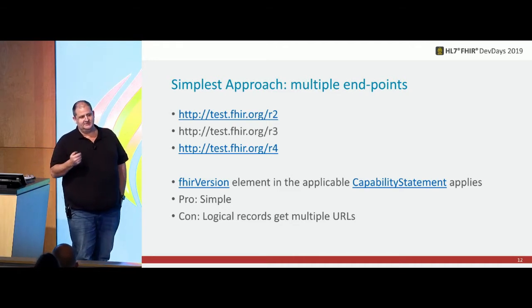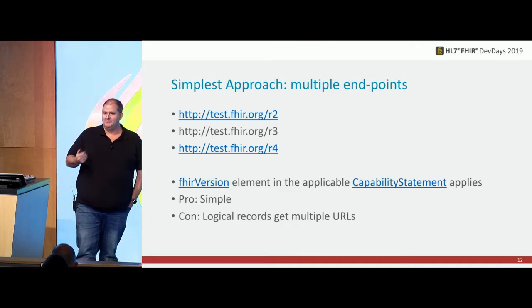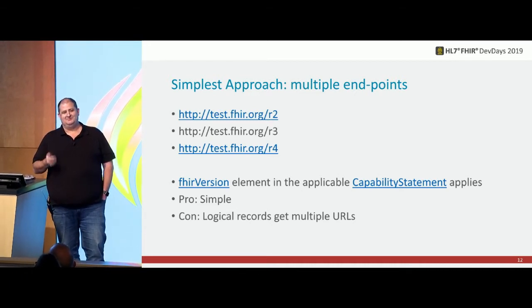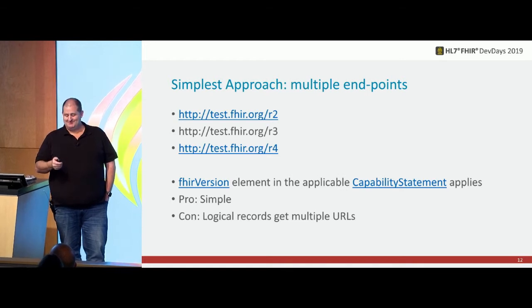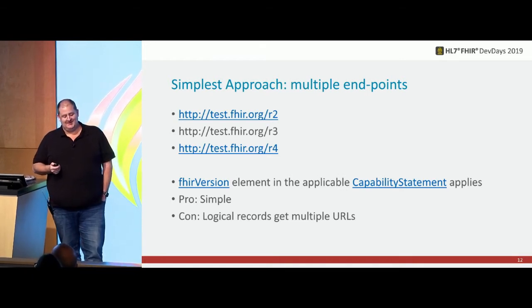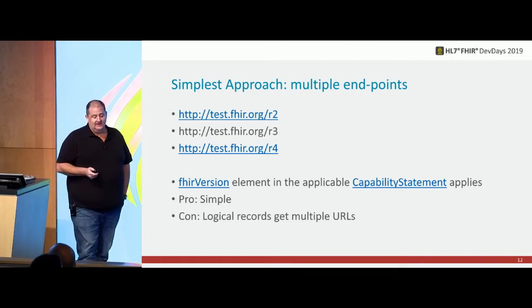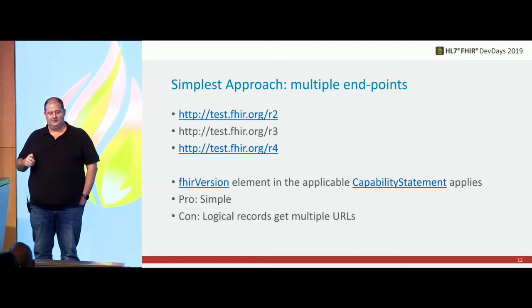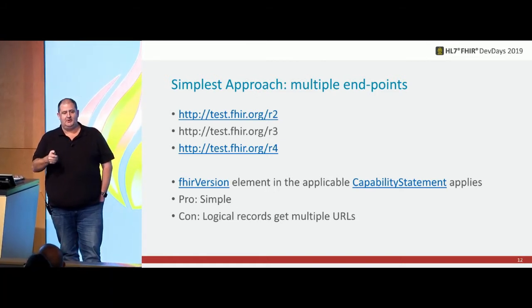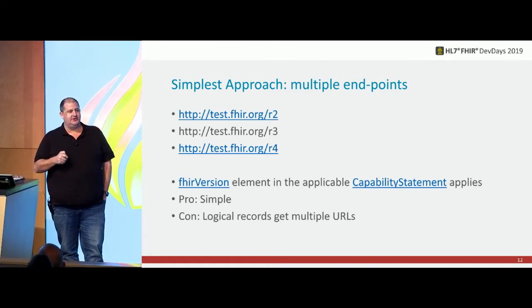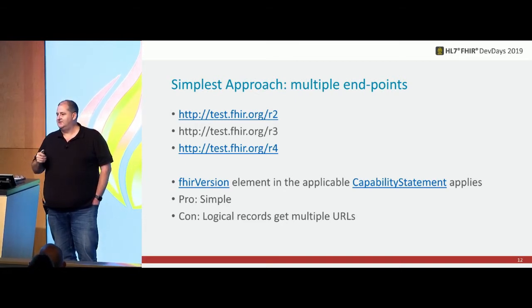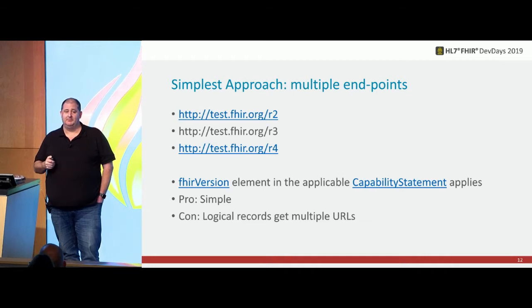It's a bit circular because you have to parse the capability statement in the right version in order to find out what the version is. Version is such a problem, but you can do that. There's an easier way, but I'll get to that. This is a really simple approach, but it has a really major downfall, which is that the same logical record gets different URLs in different versions. And that can actually be pretty serious as a problem.